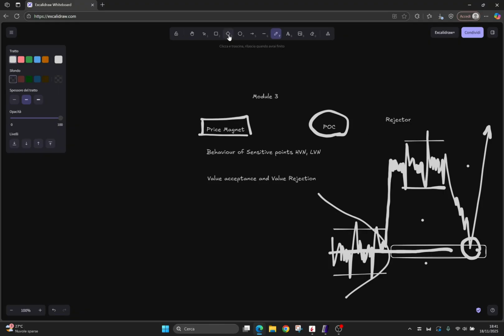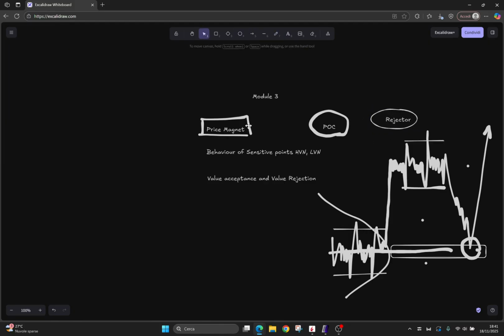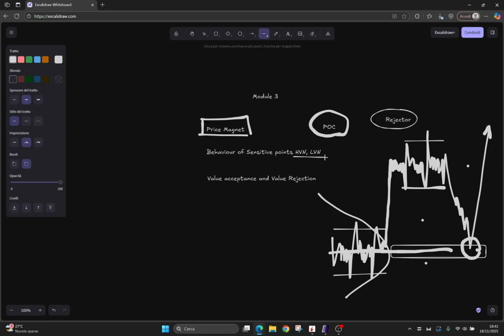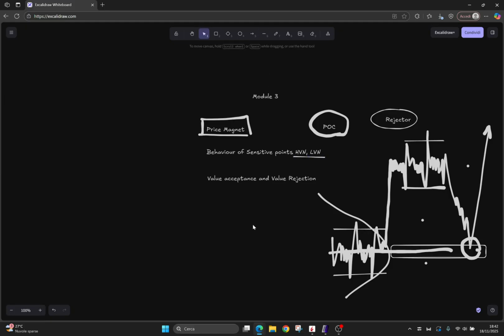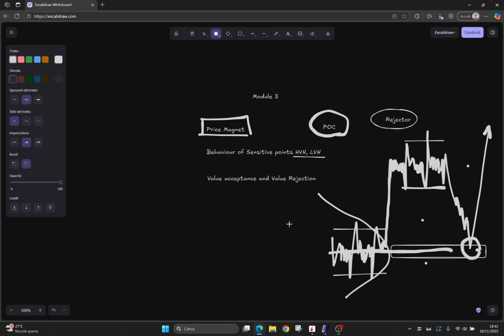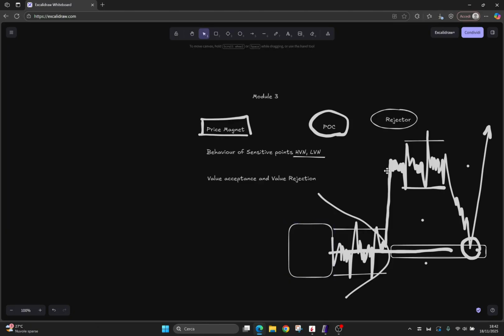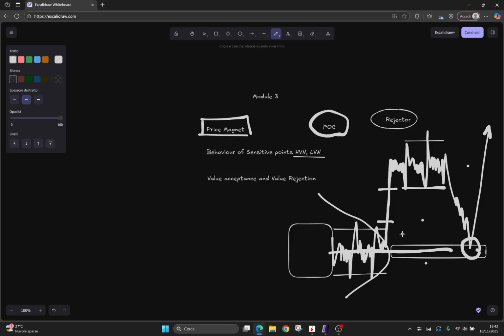Okay, so in this case, we understood when it's a rejector and when it's a magnet. Now we need to go through the concept of high volume node and low volume node. High volume node is when the price spent a lot of time. So it means that the liquidity is really thick. This is a high volume node. The price spent a lot of time here, okay? And this one is a low volume node. It's a typical concept of imbalance. No, it's not hard, Paul.